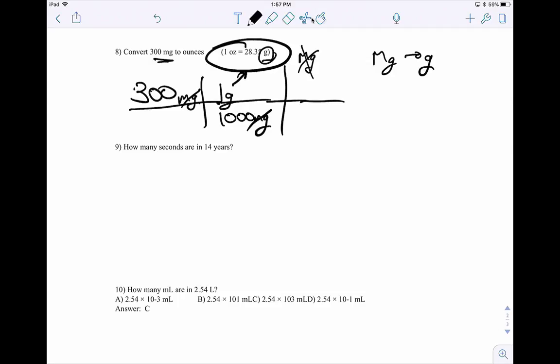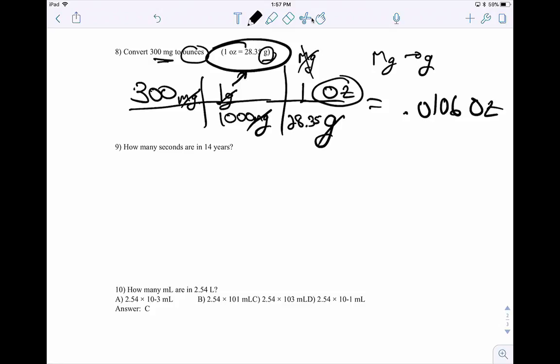Now that we're in terms of grams, we can use a conversion factor. 1 ounce is 28.35 grams. Well, notice, again, grams is not in the final units. You want ounces. And so grams will go on the bottom, and ounces will go on the top because grams will cancel. 1 ounce is 28.35 grams. Notice you want milligrams to ounces. Every unit in this cancellation chart has been canceled except for ounces. And that will give you 0.0106 ounces for your final answer.